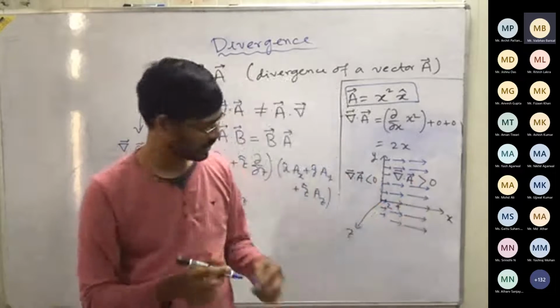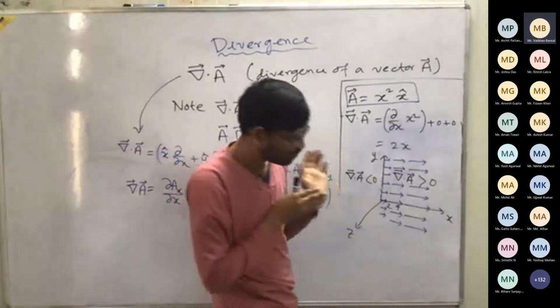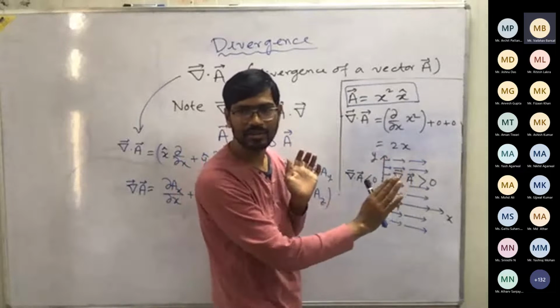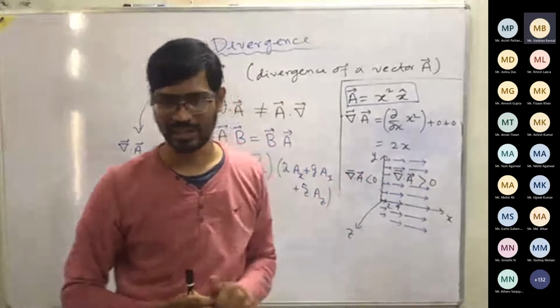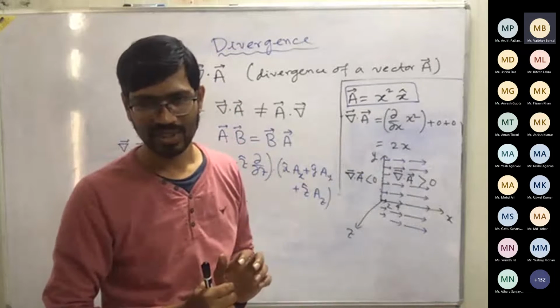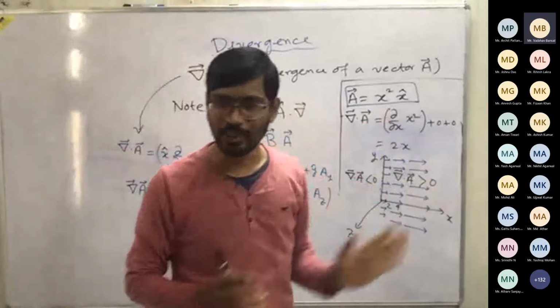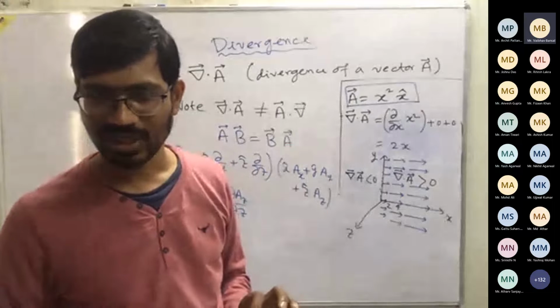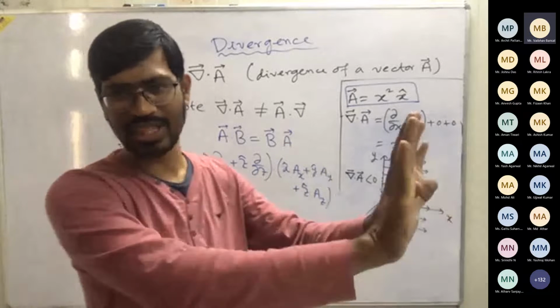Now you yourself think from x equal to 0 to the right side. When x increases, you see the magnitude of this vector A increases, right? Yes, sir. So that means there is something that is diverging.